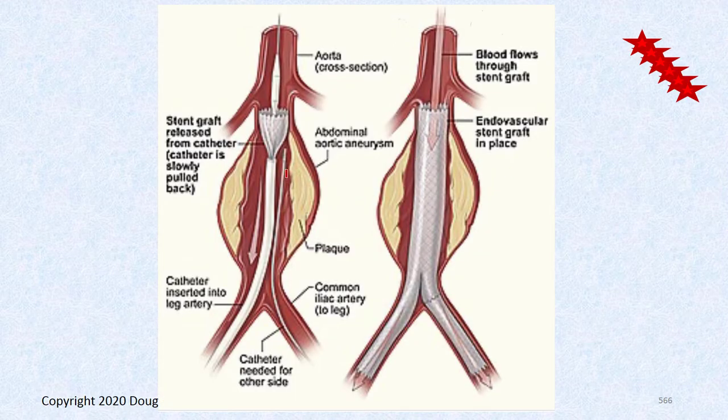Here's kind of a cartoon of how it's done. The catheter's going in. This had a big dissecting aneurysm here, or I guess this is just a fusiform filled with lots of plaque. But they put a stent up here and then just let it loose, and it popped open like a slinky. You can put one up the other side as well. You basically build a new artery from the inside out, so you don't have to do any abdominal surgery on these patients, which is nice.